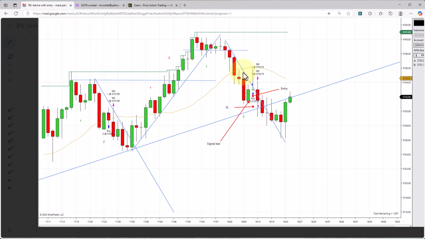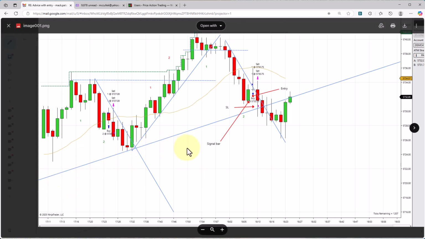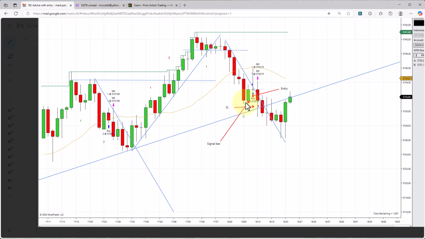It really should have been up here, and there was no trade because this doesn't qualify. Another problem, let's just assume his trend line was correct here. The other problem is we're not quite back to it yet.